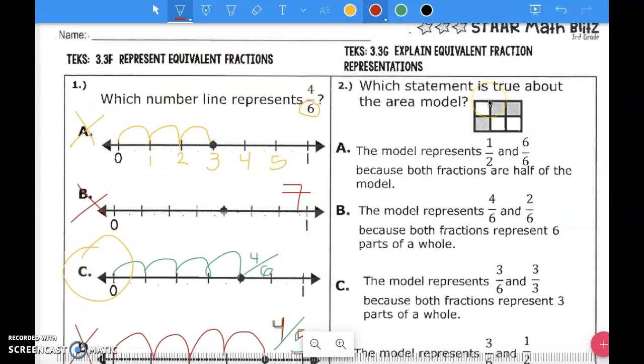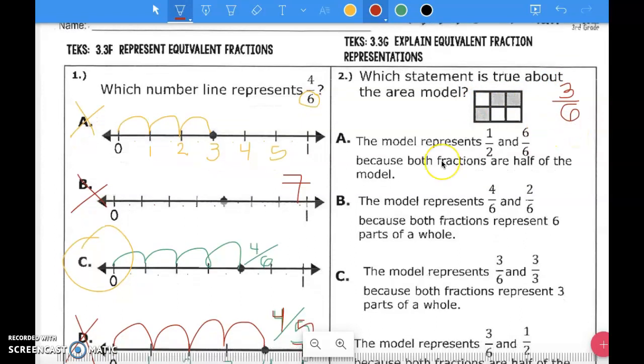Alrighty, which statement is true about the area model? So, how many shaded parts can you see? I see three. How many parts is this rectangle divided into? One, two, three, four, five, six. Okay. Do you remember I told you that if this is half of this, actually you're looking at half of the shape. If I use my imagination and I move this shaded square to this place, so if I switch these two, I get half of my rectangle because three is half of six. Does that make sense?